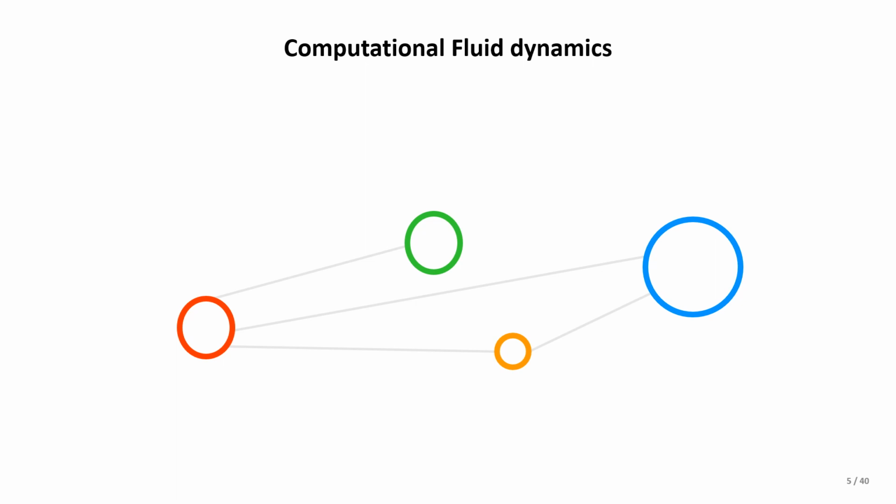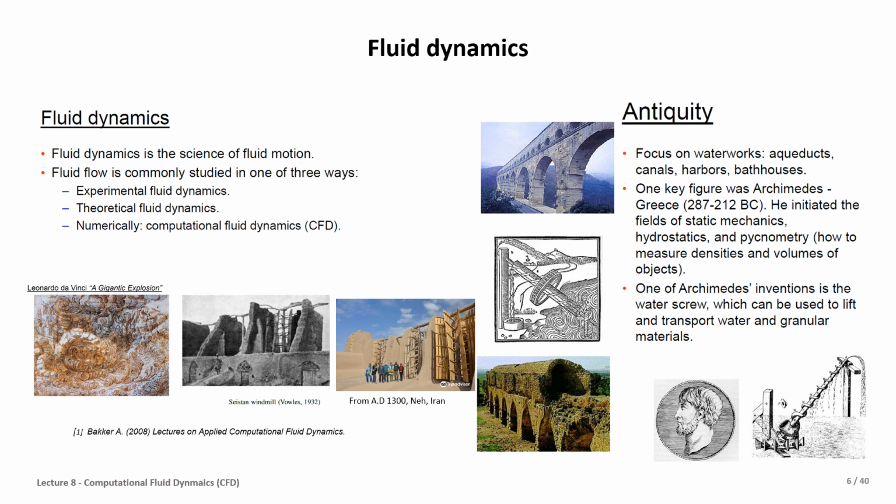The first part is computational fluid dynamics. Fluid dynamics background. It's from many years ago. A short description of fluid dynamics is the science of fluid motion. Commonly, it's studied in one of three ways: experimental, theoretical, and numerical, which is related to computational fluid dynamics.